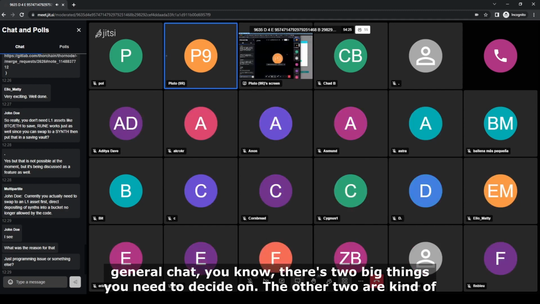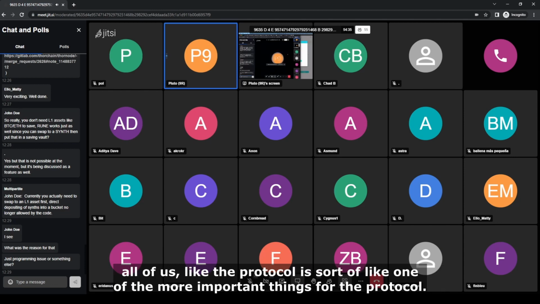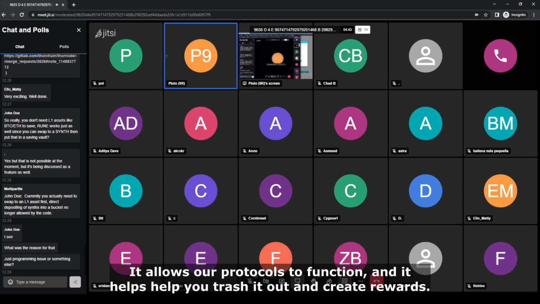Two big things we need to decide. The other two are kind of just tuning. But the two big things we need to decide as a community, because it really affects all of us. The protocol reserve is one of the more important things for the protocol. It allows the protocol to function, and it helps bootstrap trade rewards.